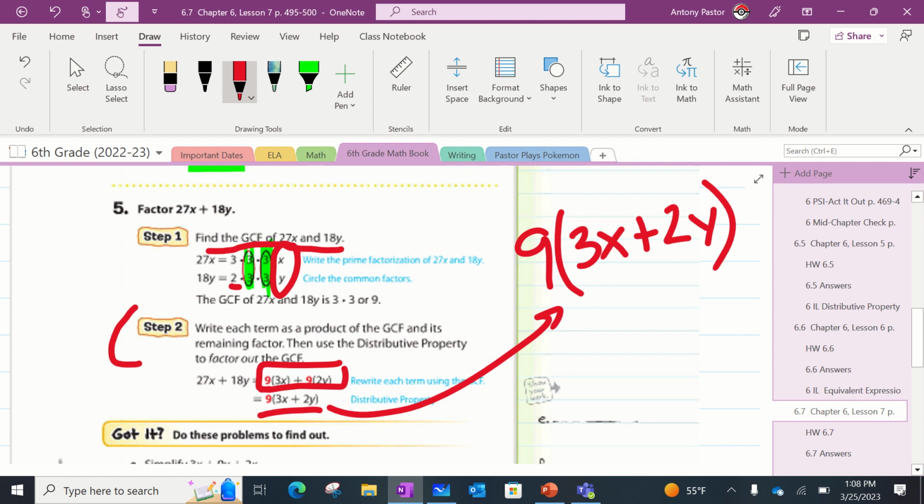Just ignore the variables for that time. If for any reason the variables on both are the same, then the variable can go either on the inside or the outside. It wouldn't matter. But because we have an x and a y that are completely different, we're going to keep them inside separated by the plus sign. So 27x plus 18y becomes 9 outside of the parentheses, inside 3x plus 2y.